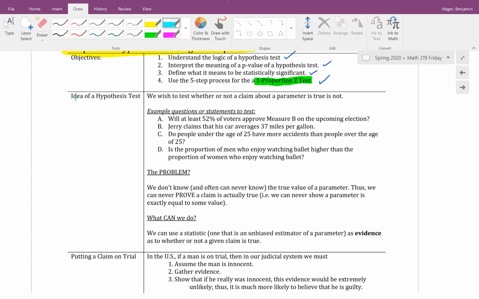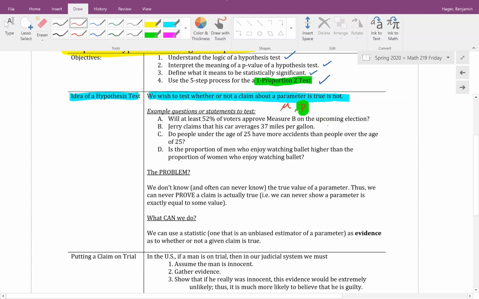So the idea behind a hypothesis test is we want to test whether or not a claim about a parameter is true. Remember, the parameters we're typically interested in would be the population mean or the population proportion, and in this section we're only talking about proportions. Here are some examples of things we may want to test. Will at least 52% of voters approve Measure B on an upcoming election? By doing some data collection, we can determine statistically whether or not that's likely to happen. Jerry claims that his car averages 37 miles per gallon. By doing some data collection, we can statistically show that that statement is true or not true.